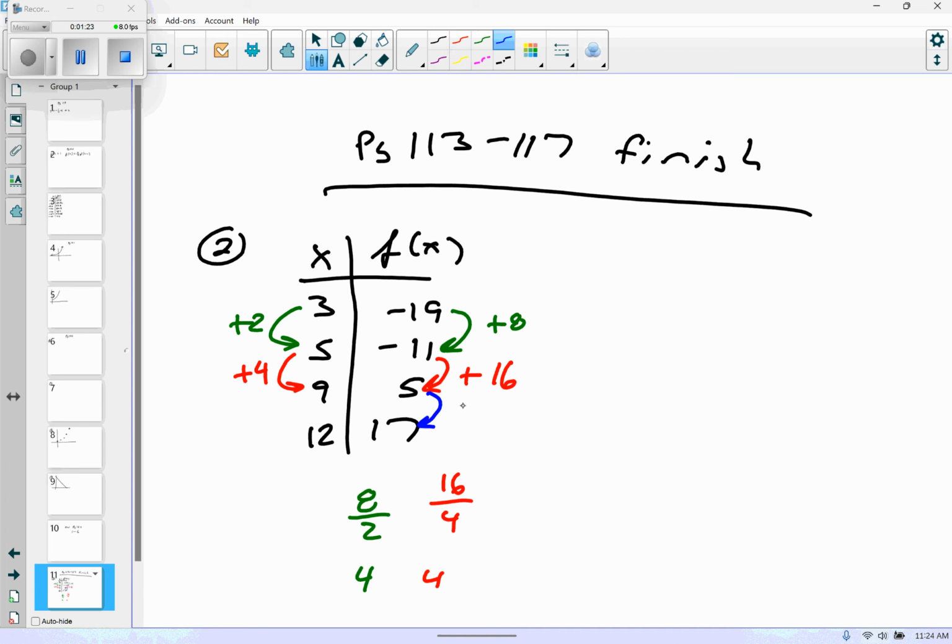From here to here, it looks like I added 12. From here to here, I added 3. So then I get 12 over 3, which is also 4. So notice the slope stays the same regardless of which points I did, as long as it was arithmetic, which is a linear situation. The other problem, we have x and f of x.